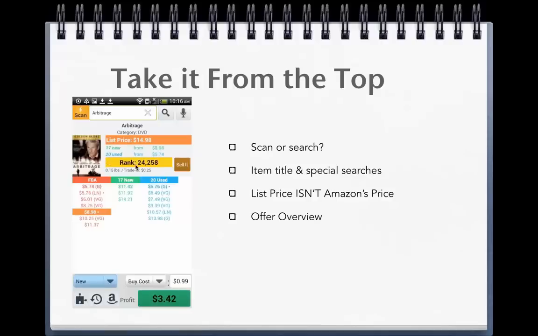And moving down a little bit, let me talk about sales rank. The rank here is a sales rank in the category. So this is the 24,258th best-selling DVD. And moving down a little bit, we have the offer overview here. And here's where you can see Amazon's price. This $8.98 with the asterisk next to it, the highlighted offer in the offer overview, is Amazon's offer.